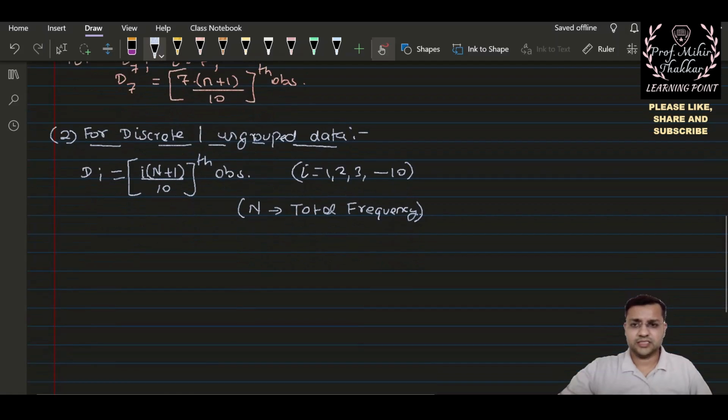And in the last case, number 3, for the grouped data.